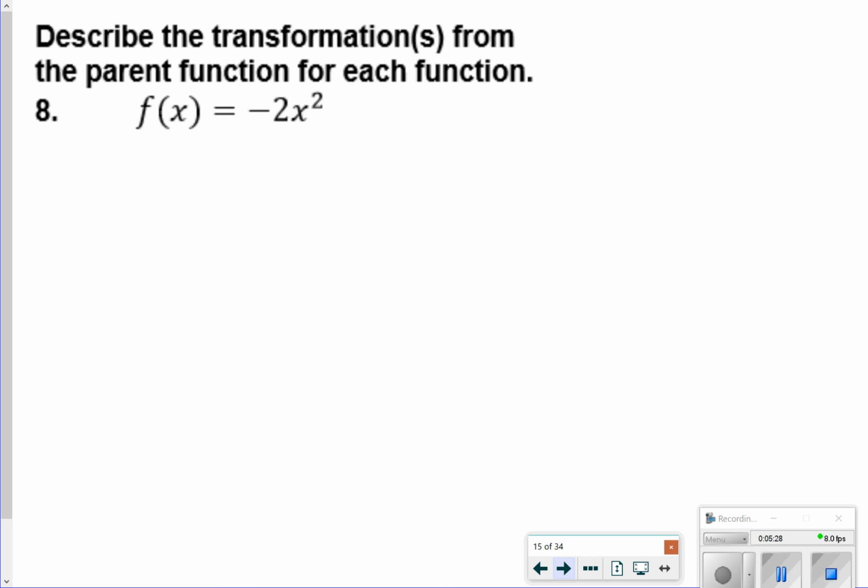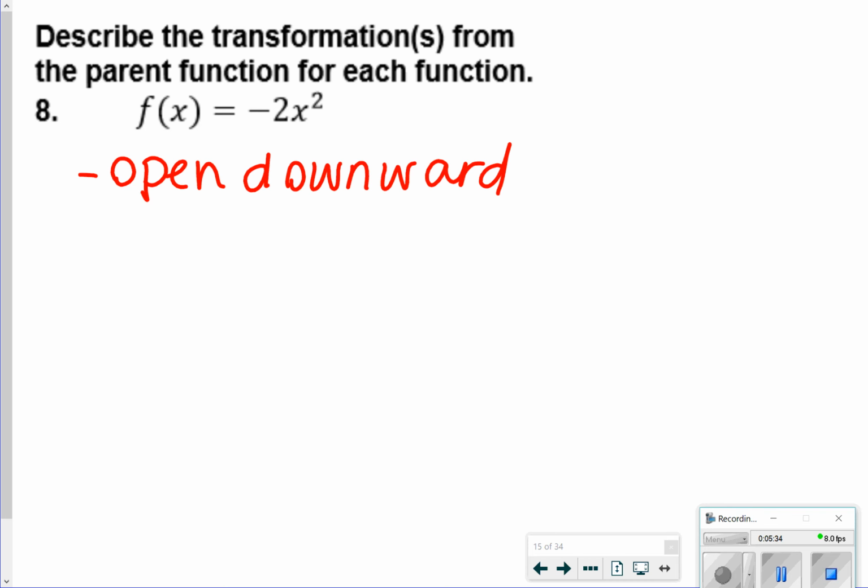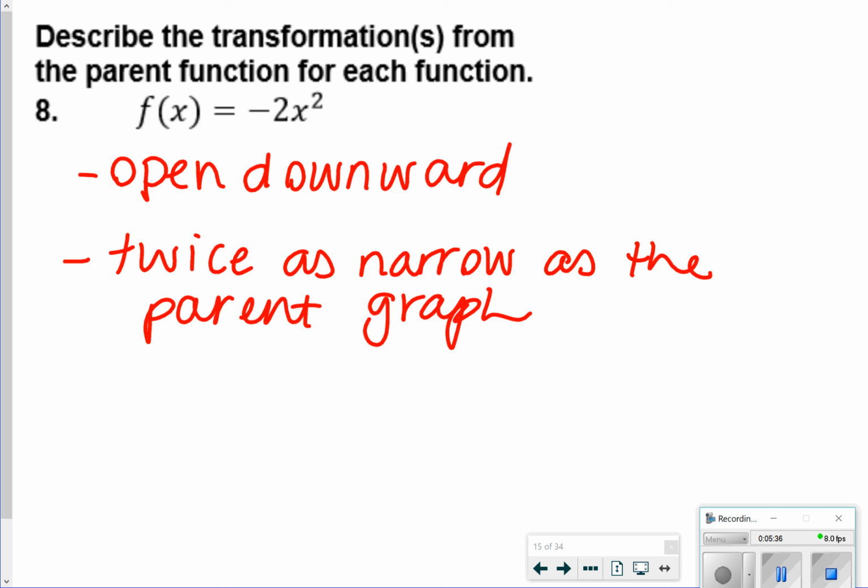For this one, we're going to describe it. The graph is going to open downward because it's negative, and it's also going to be twice as narrow as the parent graph.